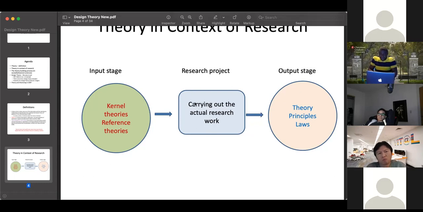So now you carry out the actual research work, the research project. Maybe that's designing the artifact. It may be the second stage. So I'm discussing theory now. I'm not discussing design science. I won't go beyond discussing theories. Understand? Because some of you may not have taken design science research yet. You do the actual research work, which is maybe designing the artifact.